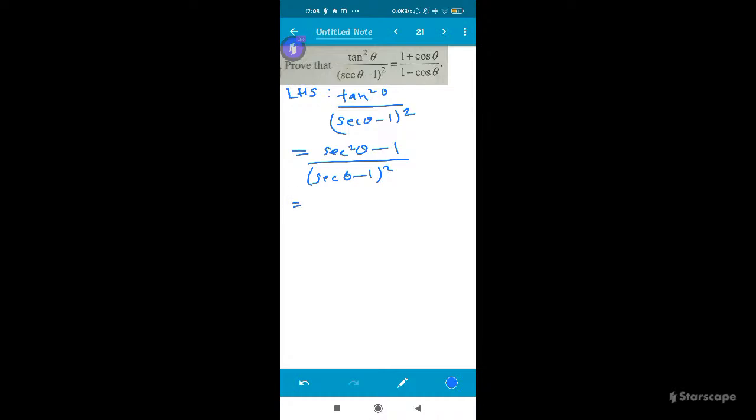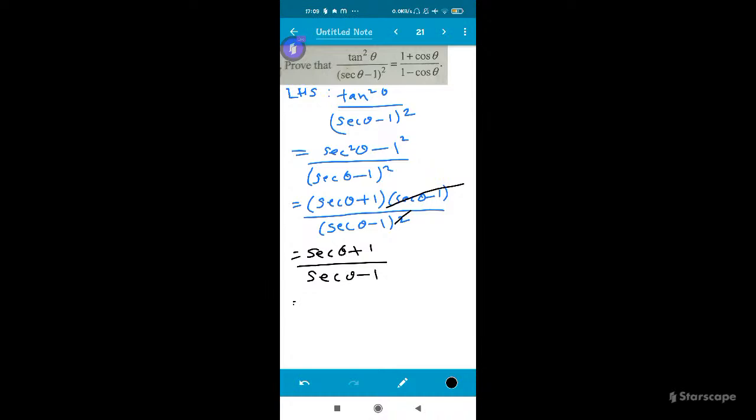Okay, so in the numerator, you see you have a square minus b square form, sec square theta minus 1 square basically. So a square minus b square can be written as a plus b into a minus b. So sec theta plus 1 into sec theta minus 1 divided by sec theta minus 1 whole square. So I can make some cancellations. This will get cancelled out with this. So we are left with sec theta plus 1 divided by sec theta minus 1. So I have to bring it in terms of cos theta.